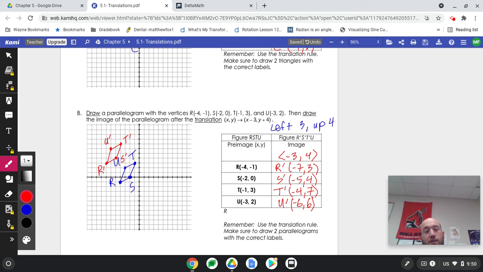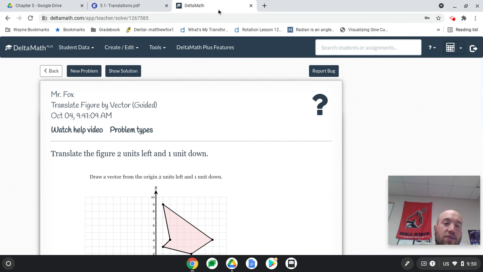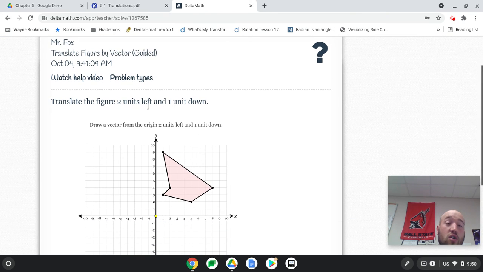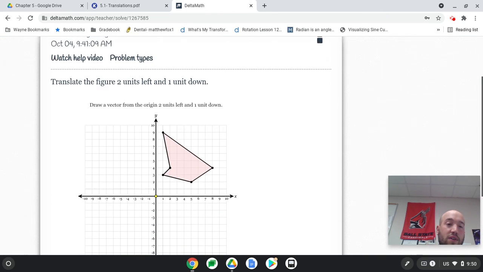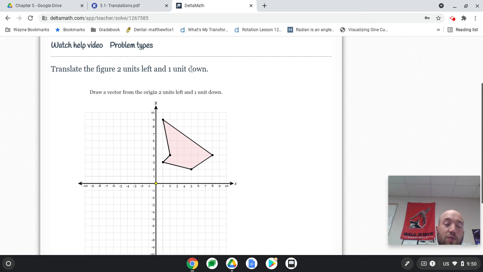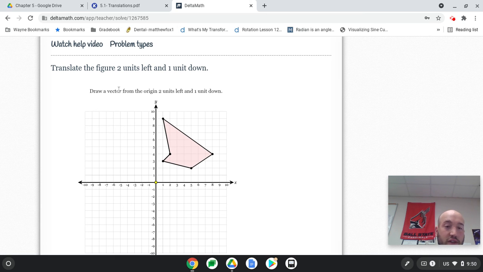Now, to finish out today, I need you to go to Delta Math. There's an assignment. I want to show you specifically one type of those problems, okay? So the third type of problems, the first ones are pretty straightforward. The third type says translate a figure by vector guided, okay? This isn't hard. I just want to make sure you know what it's asking. So it says translate the figure 2 units left and 1 unit down. Now, the instructions here. Draw a vector from the origin, 2 units left and 1 unit down.